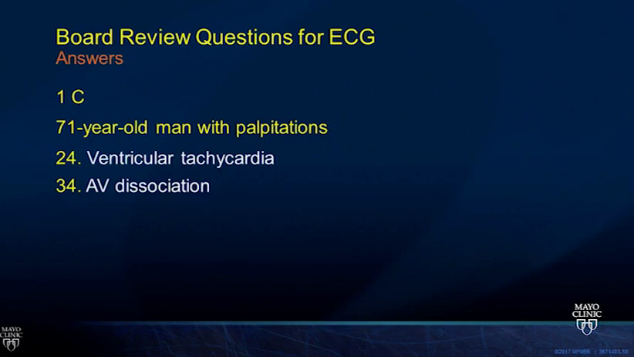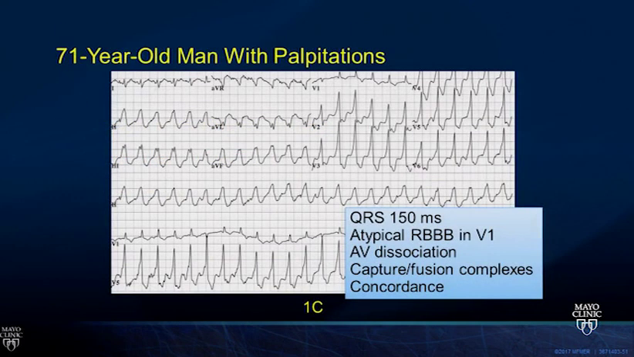VT and AV dissociation. There's a lot of discussion about these kinds of things. Is it SVT with aberrancy? Is it VT? The fellows that are here at Mayo will know this because I talk about it ad nauseam. But try to think about wide complex tachycardia versus narrow complex tachycardia, okay?